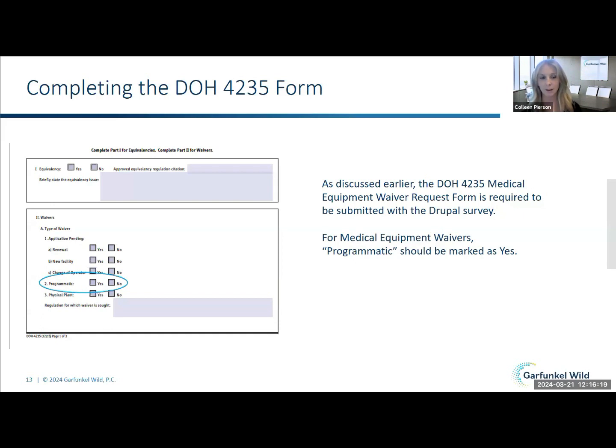It's a small thing, but if you don't do it correctly, that small thing can hold up your entire request, and we do not want that. So make sure if you are submitting a medical equipment waiver, you are selecting that programmatic waiver.